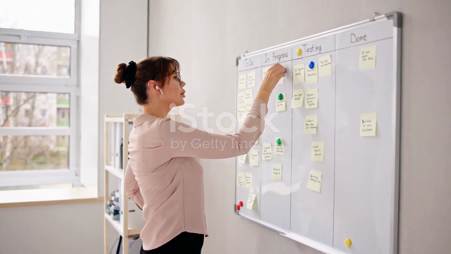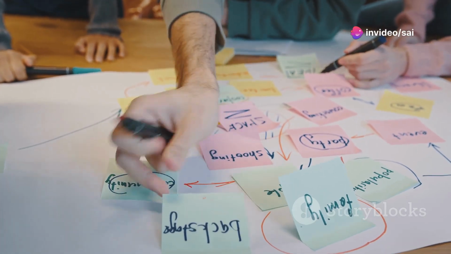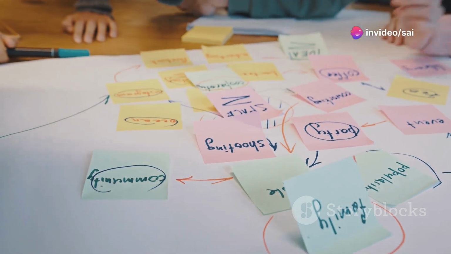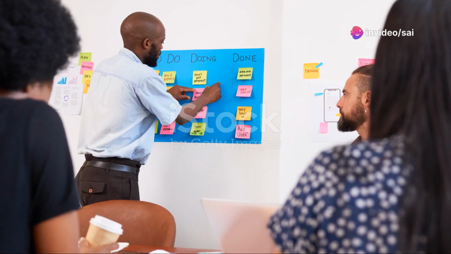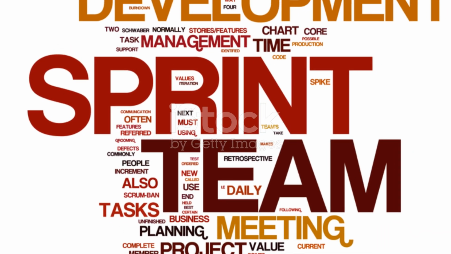The product owner is responsible for maximizing the value of the product. They maintain the product backlog, a prioritized list of features and requirements. The product owner works closely with stakeholders to understand their needs and ensures the team is building the right product.